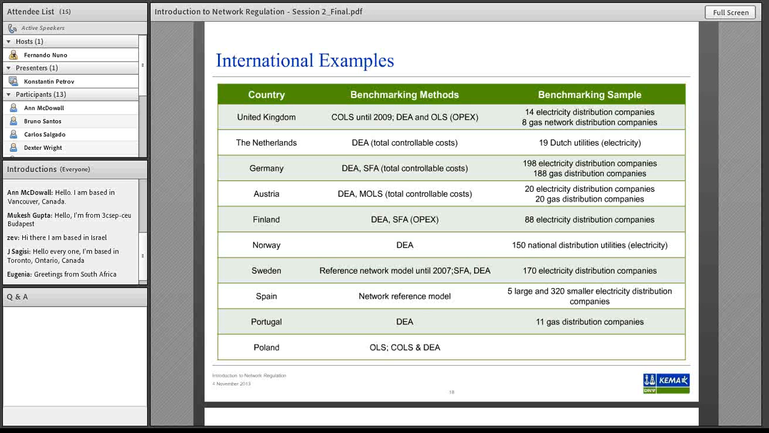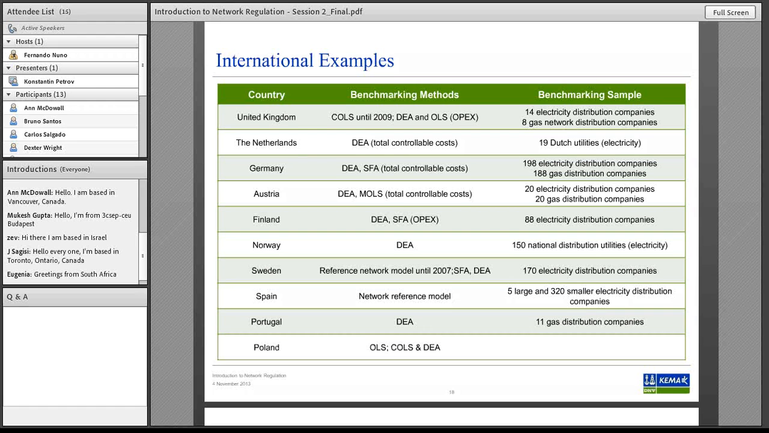Last slide: what is the situation on the international front, or actually in Europe? As already said on the previous slides, we have observed several types of techniques in several countries, and all the regulators which have introduced incentive regulation in the past have been using some kind of technique for efficiency analysis. Usually you can see the dominance of data envelopment analysis used in the Netherlands, Germany, Austria, Norway, traditionally from 97, as already said.